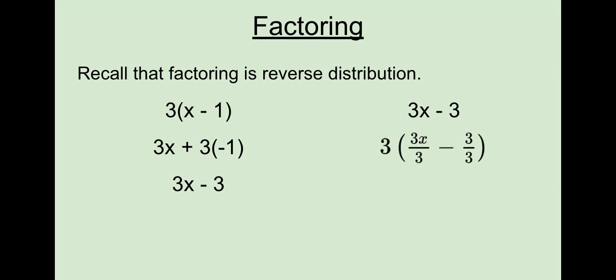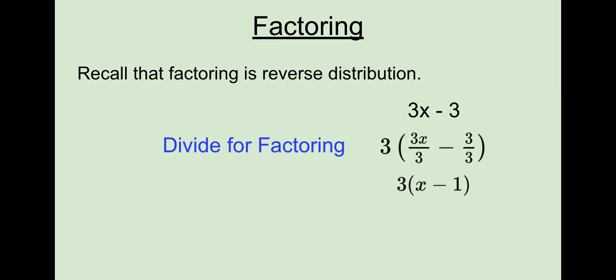Right? So 3x divided by 3 is x. And 3 divided by 3 is 1. So that's how I get 3 times x minus 1. All right. So distribution is multiplication, but factoring is division. Remember, it's reverse distribution, so it needs to be the reverse of multiplication. It needs to be division.